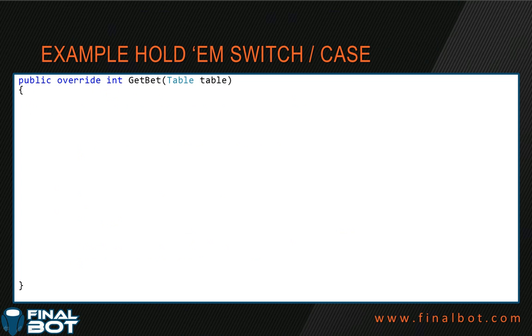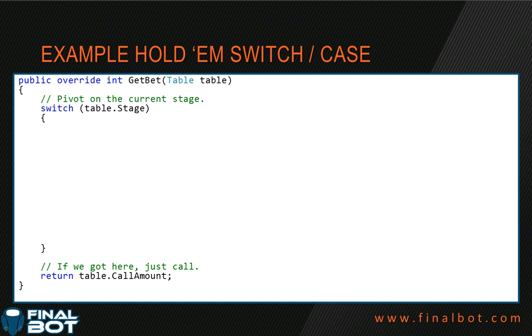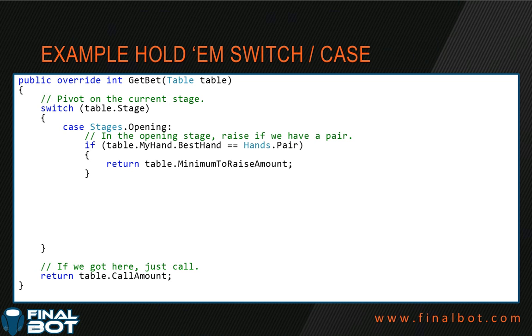Now inside Hold Em, we might use the switch case statements in order to make life a little more easy. Now we're going to start off on our method. At the very bottom, we're just going to say we want to return the call amount. So we'll assume that if we get through any of the switch work we do, we're just going to call. Now the switch itself very likely will switch on the table's stage. Now in the current stage, if it happens to be the opening, we'll put in some conditional code in there. So we'll say in the opening stage, if the best hand we have right now is a pair, we'll actually raise. But if it's not a pair, we're just going to break out of the switch statement.